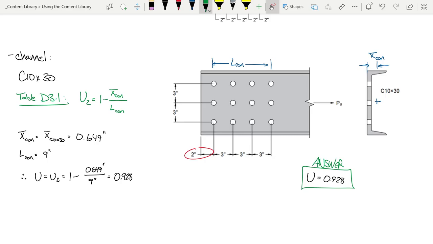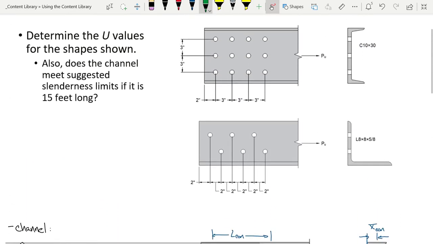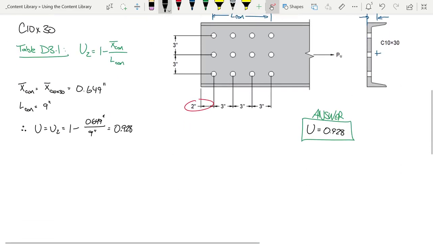Now, we're not done, because I got a couple other things I want to look at. Let's talk about this. What does this say? Does the channel meet suggested slenderness limits if it is 15 foot long? Well, let's see. The length is 15 feet. I want to get you into the habit of this right now when you're looking at slenderness. What should I do right now?